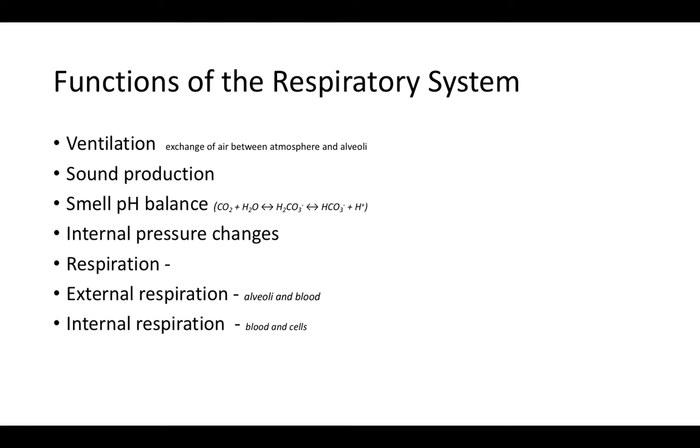pH balance. So if we control the rate of breathing, we can change the amount of carbon dioxide we have in our body. So if we have too much carbon dioxide, this will lead to a higher formation of carbonic acid, which will release hydronium ions and lower the pH. So the respiratory system is very closely linked to pH balance because if we have too much carbon dioxide, we can make our blood acidic. If we have too little carbon dioxide, we can make our blood basic.